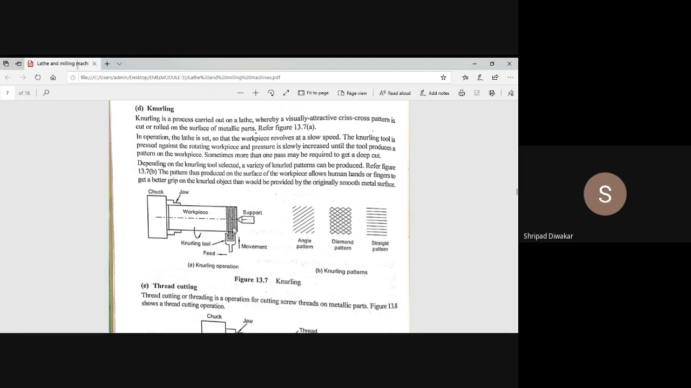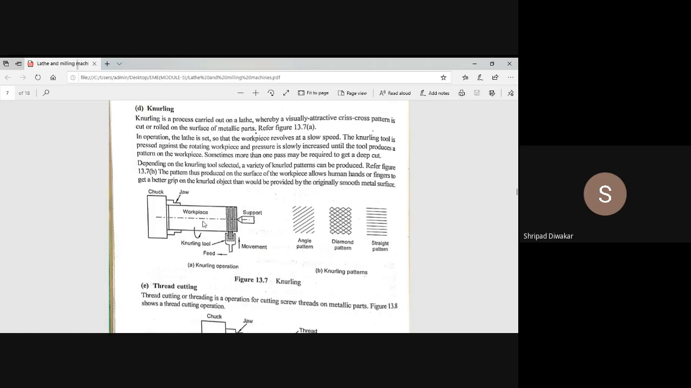This is called knurling, that is, generation of a specified pattern on a given workpiece. There are various patterns: angle pattern, diamond pattern, and straight pattern. According to the required pattern, we generate the pattern. This is called knurling, and the tool moves in a parallel direction to the workpiece axis, that is, the lathe axis.